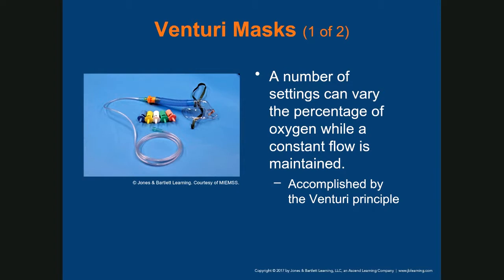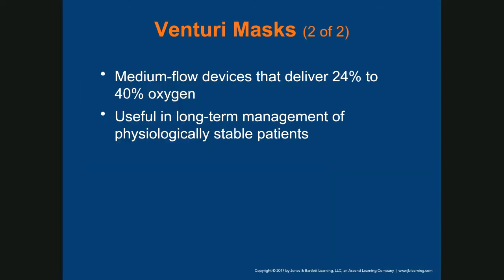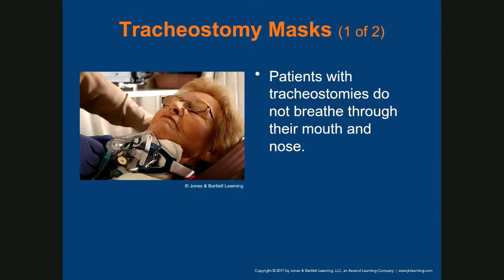But that's a Venturi mask, right? So a medium flow device that delivers 24 to 40% oxygen, useful in long-term management of physiologically stable patients, right? Then you have your tracheostomy mask. This is for a patient who has a tracheostomy, which is an opening in that membrane, right? Cricothyroid membrane. So they have a tracheostomy. You have special masks for that.